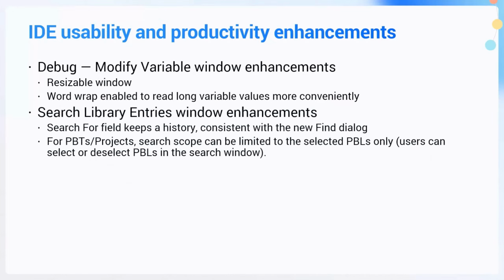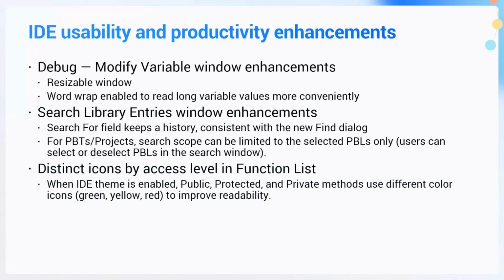The search library entries window has been enhanced. The search for field now has a history, the same as the find, so that if you want to go back and repeat a previous search, it's easier to do. And then you can limit the scope to certain pibbles. So if you have some idea of which pibble the code you're looking for is in, you can select a certain pibble rather than searching across the entire application.